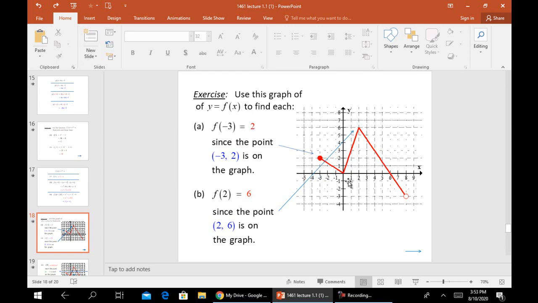What is f of 2? So you go to 2 here. 2 is the input, and then what's the corresponding point on the graph? That's this point. What's the height? 1, 2, 3, 4, 5, and 6. So the height of this point is 6 at 2. So f of 2 would be 6.